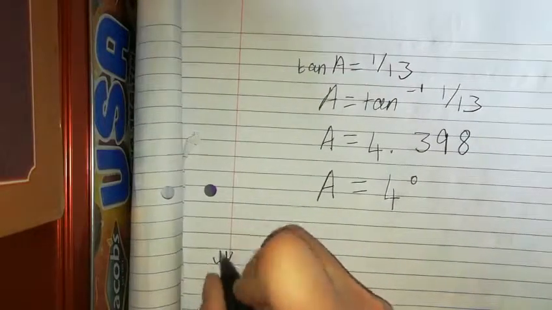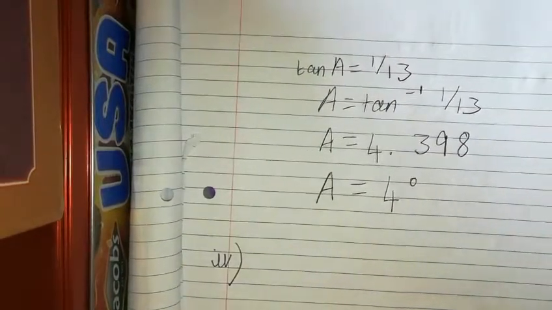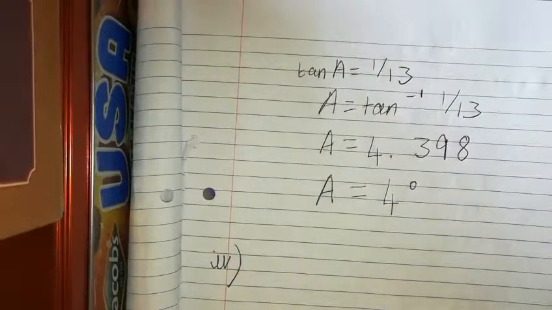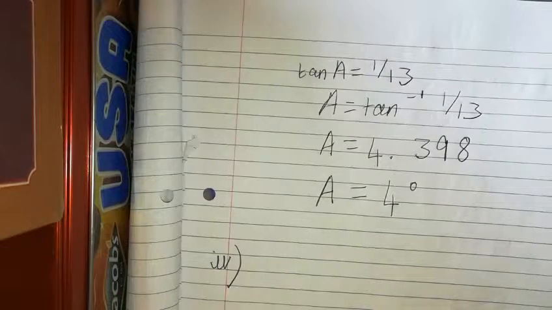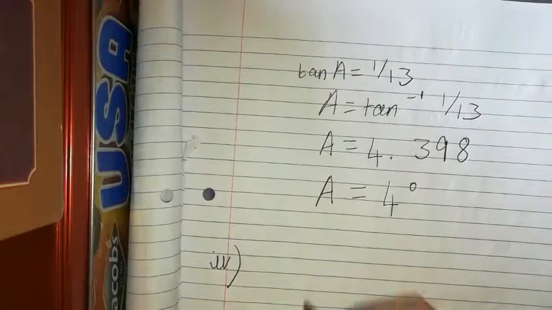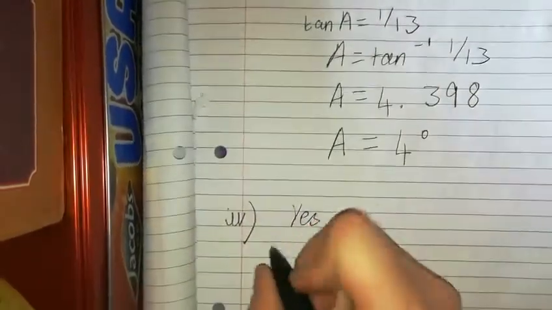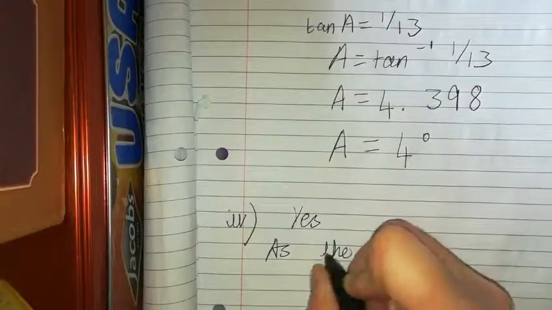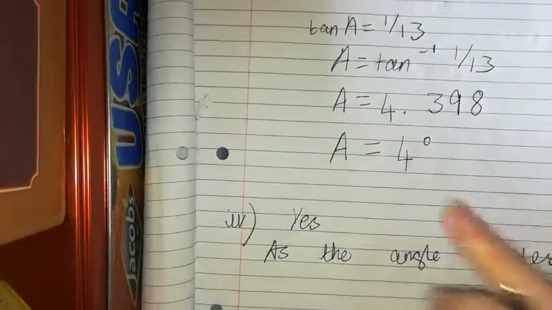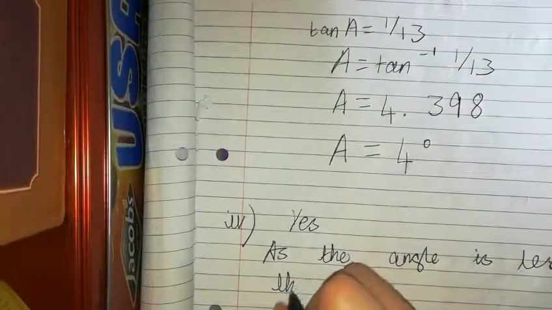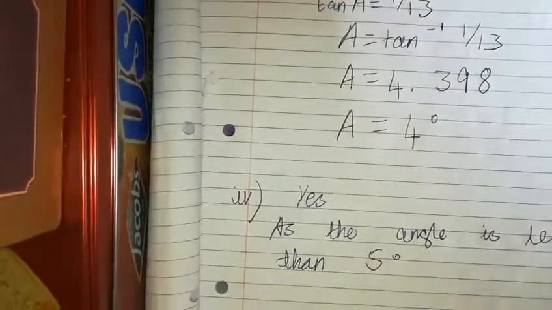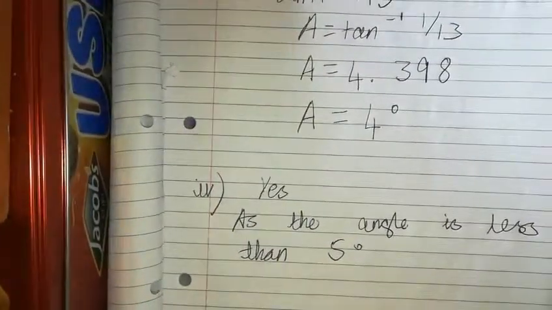And then in part 4, the angle A must be less than 5 degrees for the ramp to be acceptable. Is Seamus's ramp acceptable? The angle is 4, well it's really 4.39, but it's less than 5 anyway. So we can say yes, it is acceptable as the angle is 4 and it's less than 5. The angle is less than 5 degrees, so we can say that the ramp is acceptable for that purpose. So that is our answer for that. Thank you.